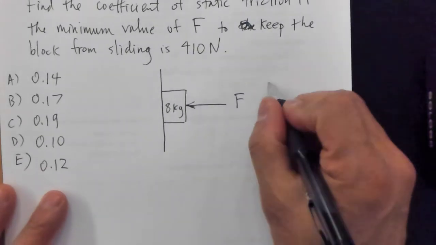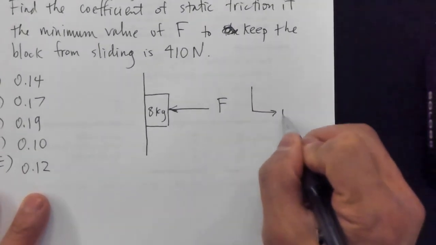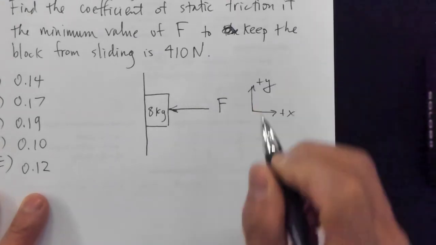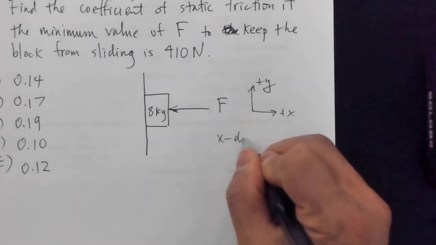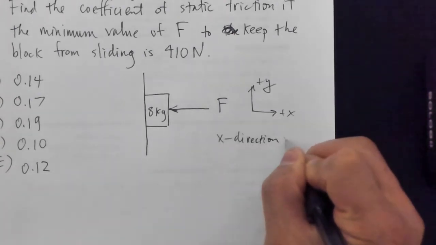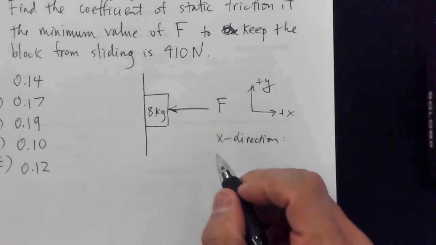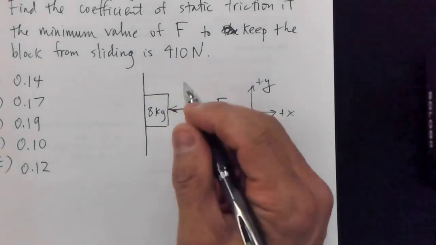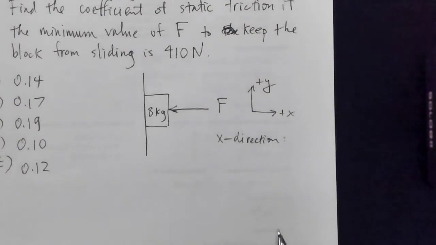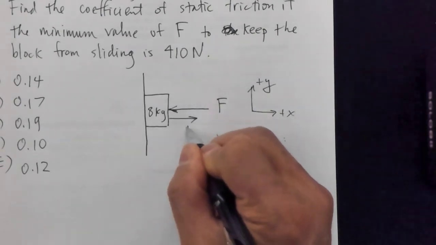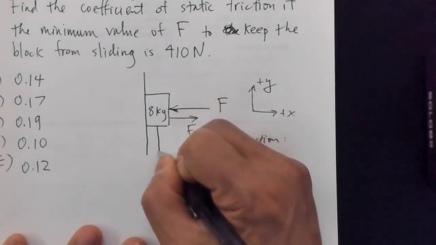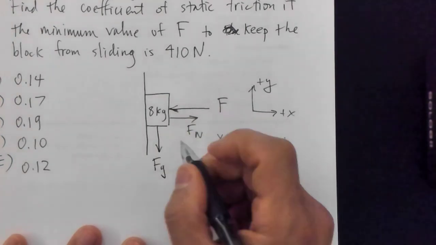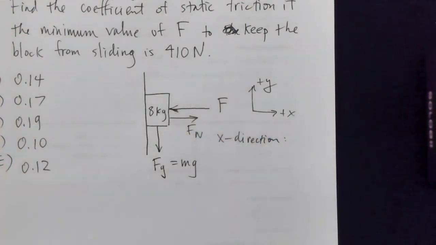Okay, so let's draw some axes here. Okay, let's go in the x direction. What do we know in the x direction? We simply have this F here. We have the normal force of the wall pushing back. Now, let's draw all the forces at once. And then we have a force of gravity, that's Fg, equal to m times g. We can calculate that later.